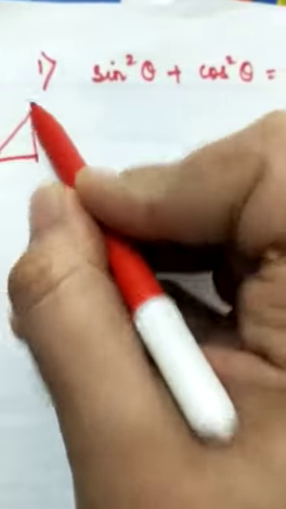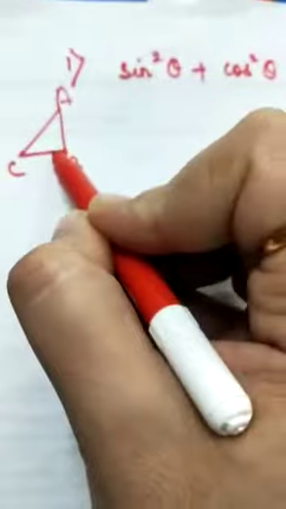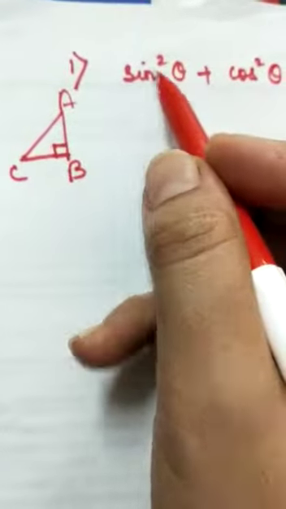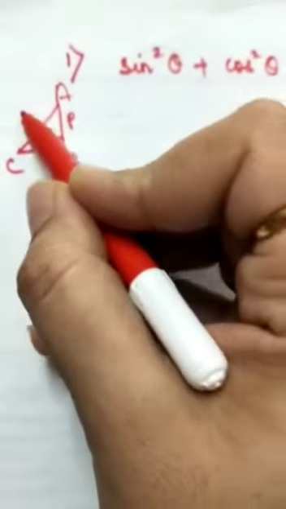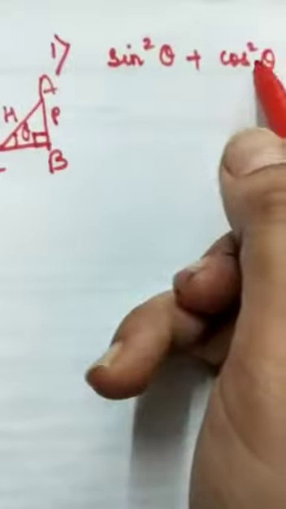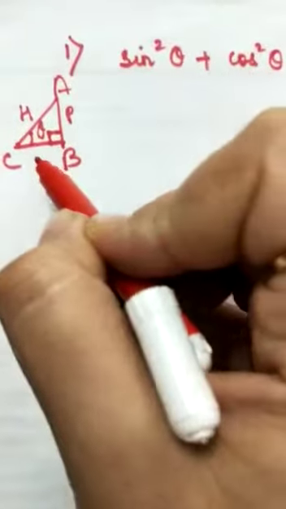Do you remember? We have a triangle. Let us consider triangle ABC, with angle B equal to 90 degrees. When you write down the sine theta value according to this angle, you will get P upon H. And when you write down the cos theta value, that is B upon H.